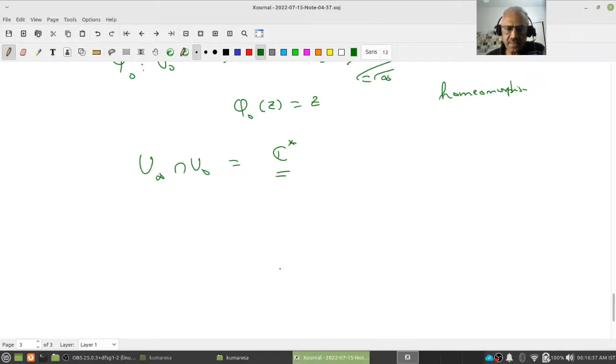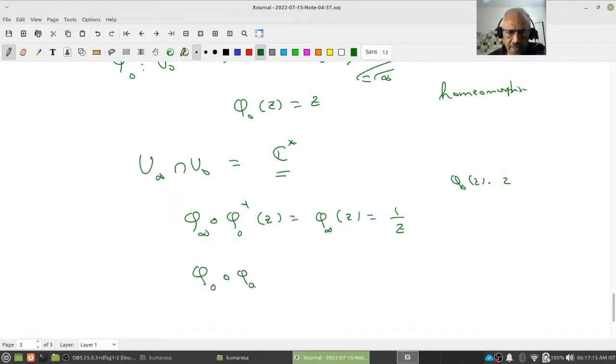Now let's compute what are the maps phi infinity composite phi 0 inverse. Now remember phi 0 of z is z, therefore it is simply phi infinity of z, which is 1 upon z, because what is the range of phi 0? It is c star, therefore z cannot be 0, therefore it is 1 by z. Do you understand? Right. And what is phi 0 composite phi infinity inverse of z?